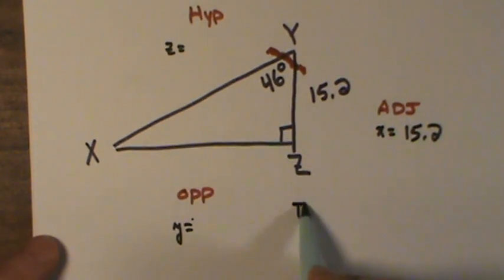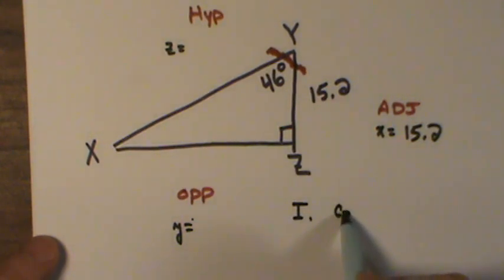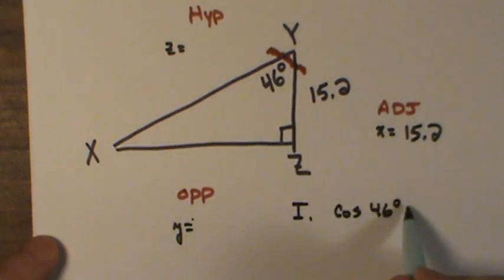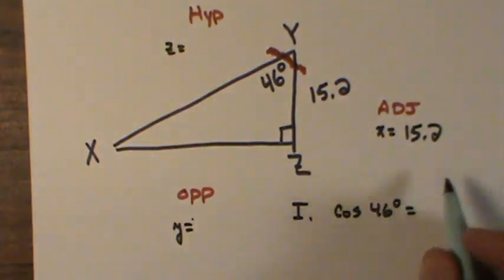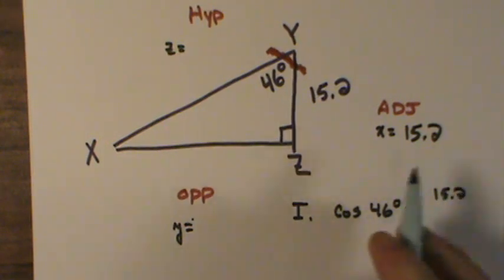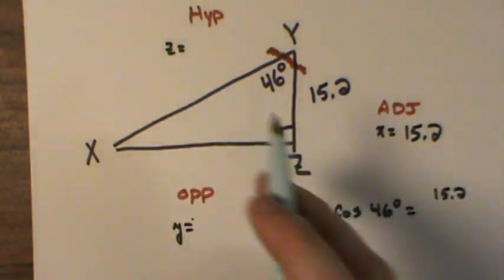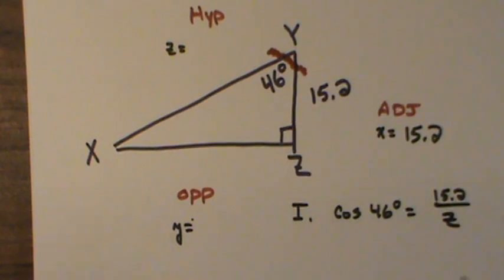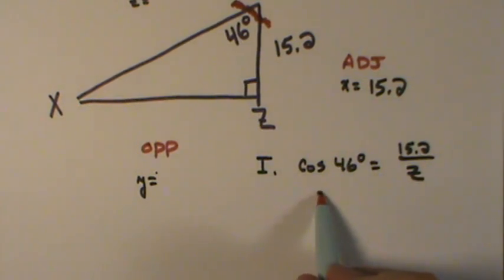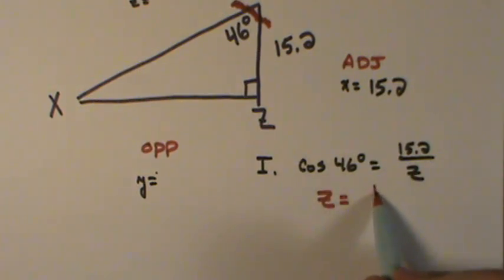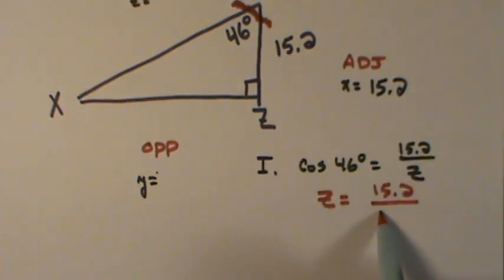I'll start with cosine. Cosine 46 degrees would have to equal adjacent over hypotenuse. So I'm going to call it 15.2, since I have that value, over this unknown value, which we'll call zebra. To solve this, from the first example, I told you if you have that variable on the bottom, we can just swap those out. So you bring that zebra up, and we'll call it 15.2 divided by cosine 46.